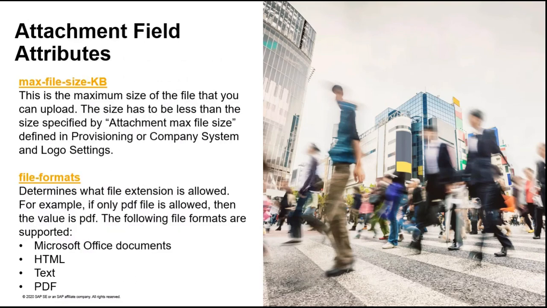Regarding the attributes for the attachment field, we can first speak about the max file size KB. This is the maximum size of the file that you can upload. Then the other attribute is file formats. It determines what file extension is allowed. For example, Microsoft Office documents, HTML, text, or PDF.